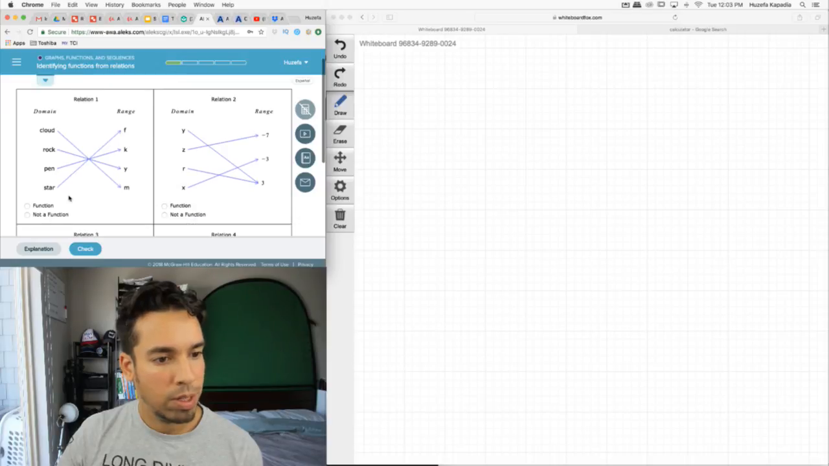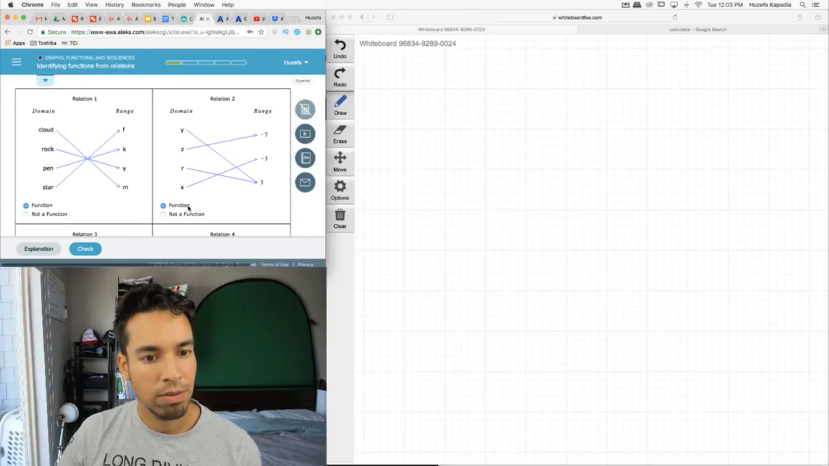All right, this looks good to me. One to one, no x's are cheating. It's a function. No x's are cheating. It's a function.